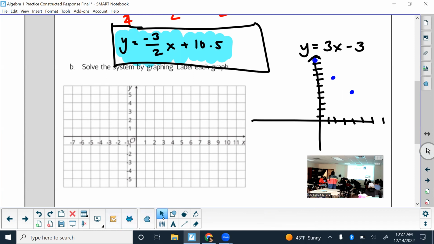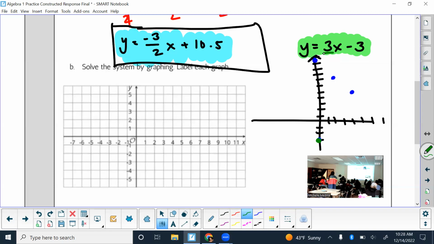The other one we're going to graph was the one already in slope-intercept form. What's the y-intercept of that one? Negative 3, so that's below the origin on the y-axis. So down 1, 2, 3, or let me plot that in green. And then what's my rise over run for that? So, and remember, it's a fraction, even if it's not written that way. What's 3 as a fraction? 3/1. So my rise is 3. Going up 1, 2, 3 to the right 1.